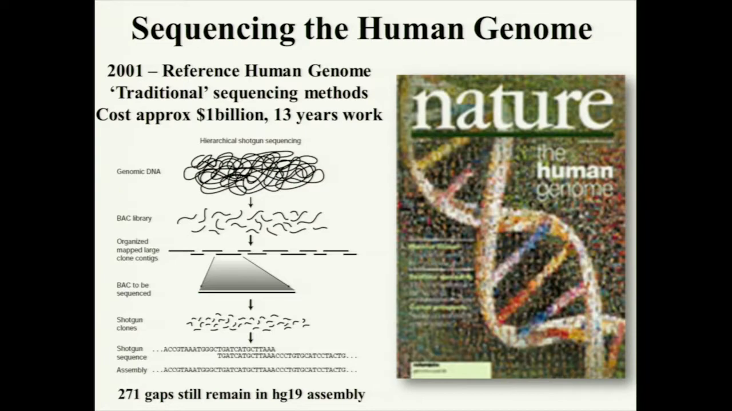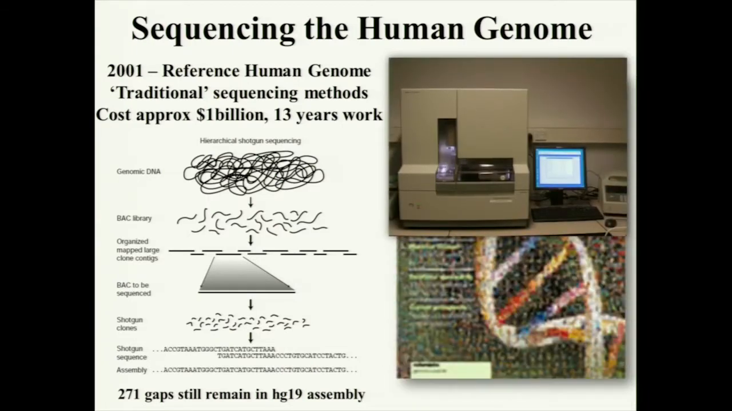Even despite this incredibly laborious methodology, the genome is by no means finished. So if you look, for example, at the most commonly used genome assembly today, it's called HG19. It's actually about the 37th assembly of the human genome. There are still 271 gaps in that sequence.